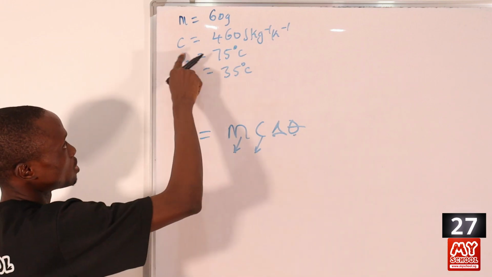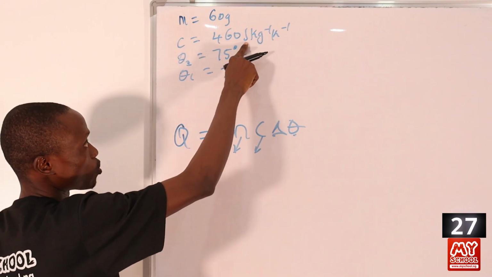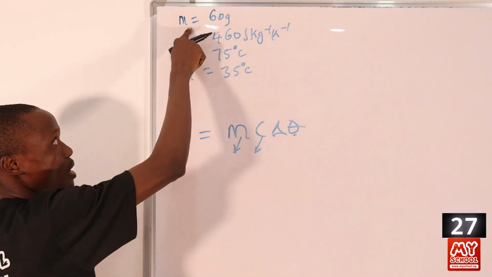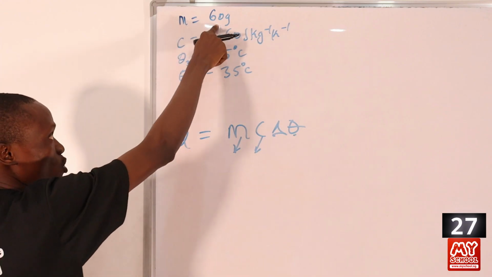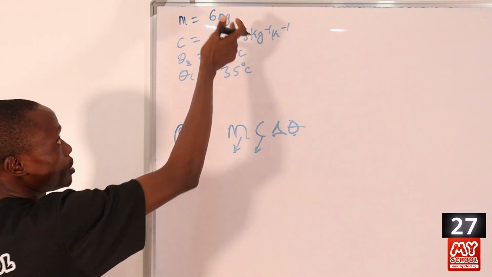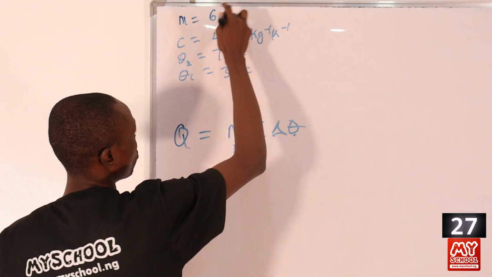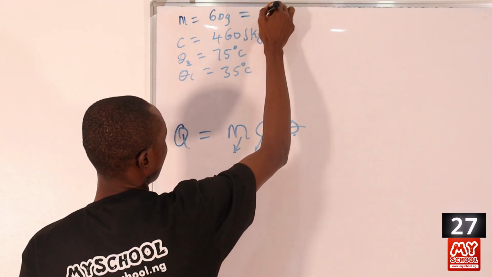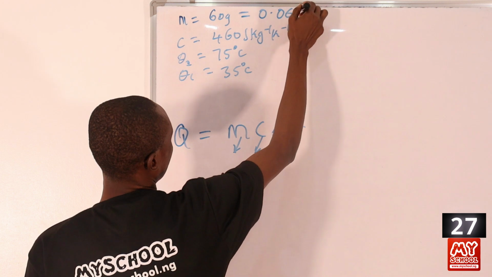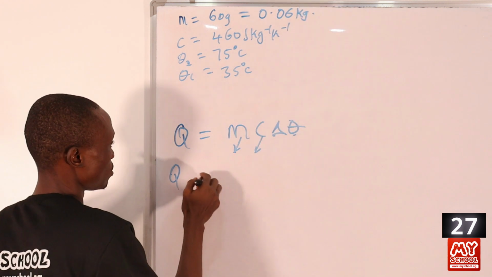But if you look at the specific heat capacity of the substance given to us, it is given in kilogram, whereas the mass in this question is given to us in grams. So we have to convert the mass in gram to kilogram, and to do that we simply divide the 60 by 1000. Okay, so if we divide 60 by 1000, we'll be having 0.06 kg.